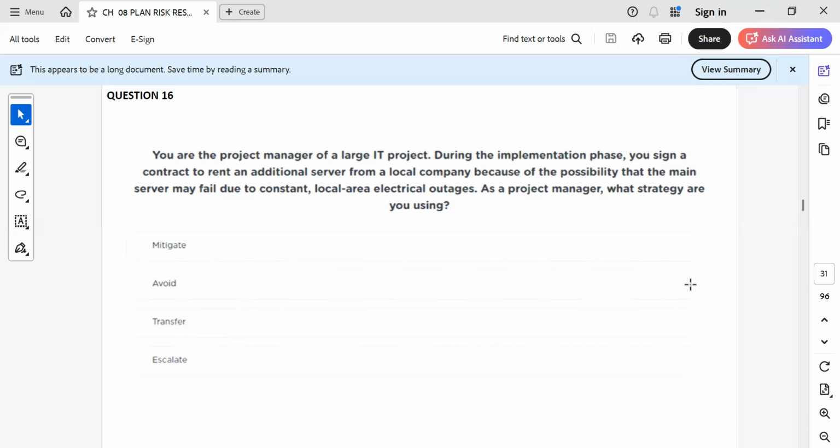Okay. During the implementation phase, you sign a contract to rent an additional server. It is not saying that the scope has been fully transferred to a contractor, because they are taking an additional measure. So it is a case of mitigating the risk, right? Mitigation, reducing. For this question, you can see that the main purpose is to reduce the impact of electrical outages. If the main electricity fails, the backup equipment will start and it will reduce the impact of not having the electricity. So it is reducing the impact.